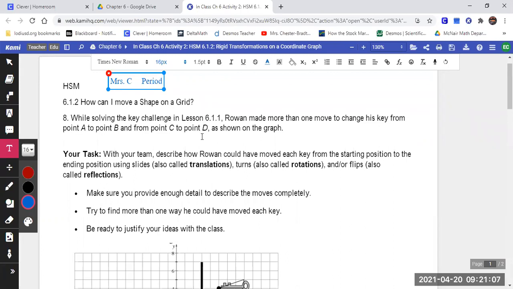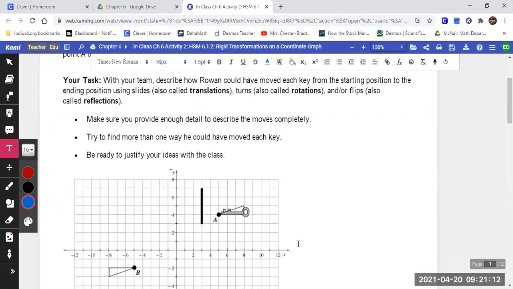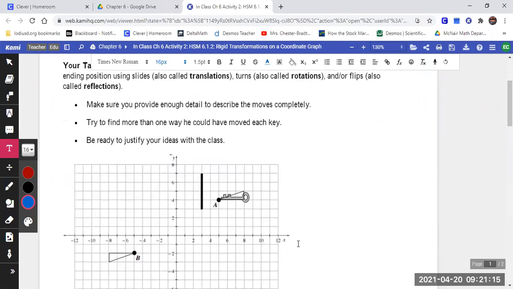So we are going to be describing, using the real math words now, how he moved his key from spot A to spot B. He's doing more than one move to get it from spot A to spot B. Who can tell me a first move that he made? So this is sentences. We're not going to be doing any calculations. What was the first move he could have made?